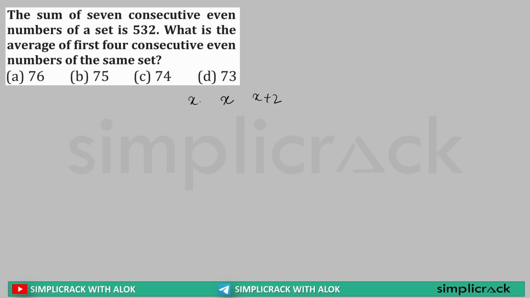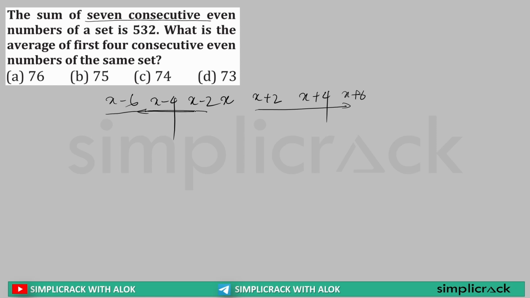Same on the left side, it will be x minus 2. The next even number will be x plus 4 on this side, and x minus 4 on that side. Here the even number will be x plus 6, because it has asked about 7 consecutive even numbers. So on this side there will be 3, on this side there will be 3. So it is x minus 6.